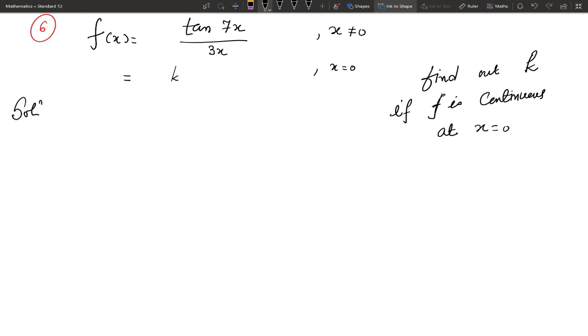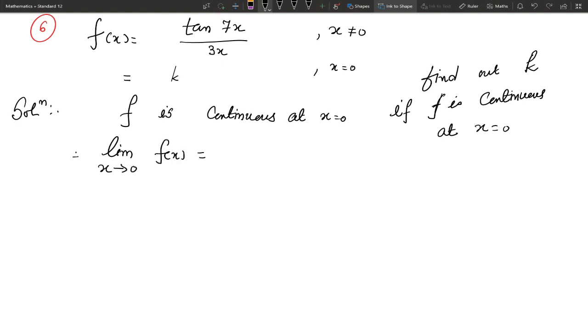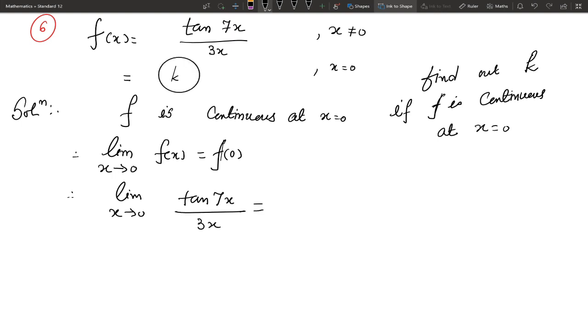Solution: f is continuous at x equal to 0. So by the definition of a continuous function, limit x tends to 0, f of x equals f of 0. Therefore, this is limit x tends to 0, tan 7x upon 3x, and f of 0 is k.